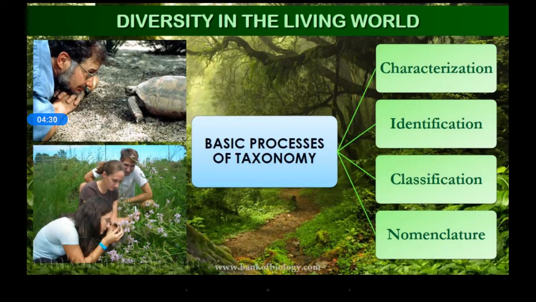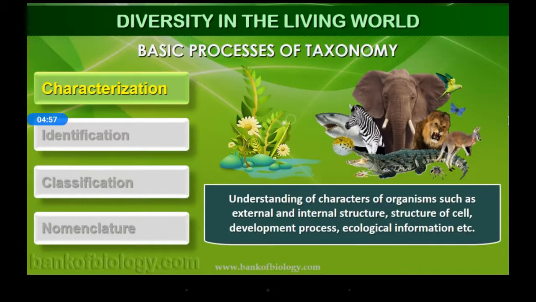And what is the basic process of taxonomy? The first one is characterization. What do you mean by characterization? We will discuss all this in detail. That is characterization, identification, classification and nomenclature. So what is characterization? We need to know in detail the characters of the organisms, such as internal and external structure, structure of the cell, development process, and ecological information. We need to know them in detail. That is characterization.